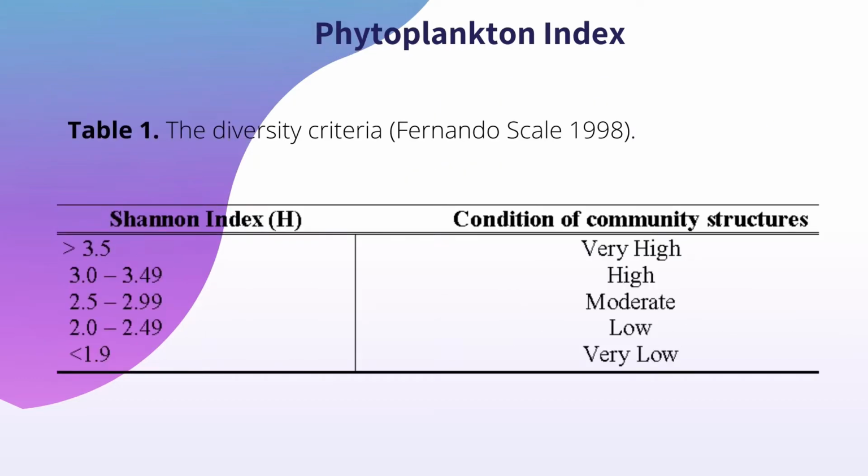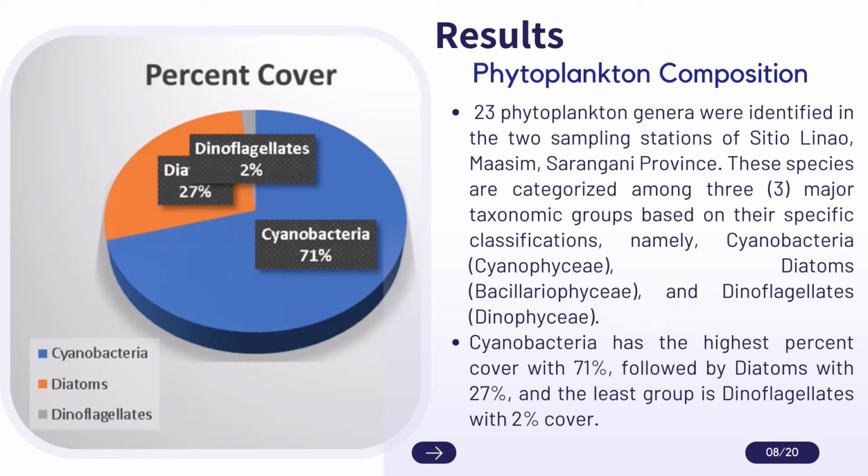The Fernando 1998 scale was used as the diversity criteria for our Shannon index value. According to Fernando, a Shannon index value greater than 3.5 indicates a very high diversity, and a Shannon index value less than 1.9 indicates very low diversity. For the results, there were 23 phytoplankton genera identified in the 2 sampling stations of Sitio Linao, Maasim, Sarangani Province. These are categorized among 3 major taxonomic groups, namely cyanobacteria, diatoms, and dinoflagellates.